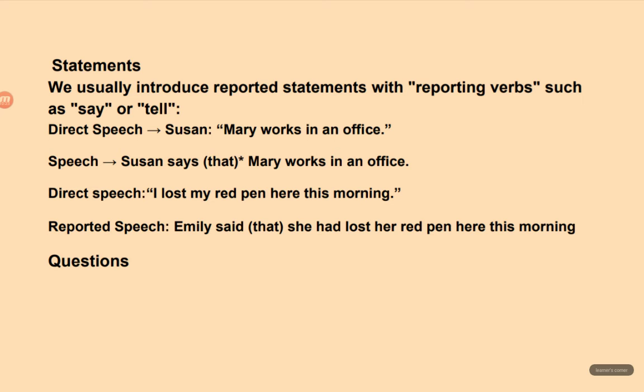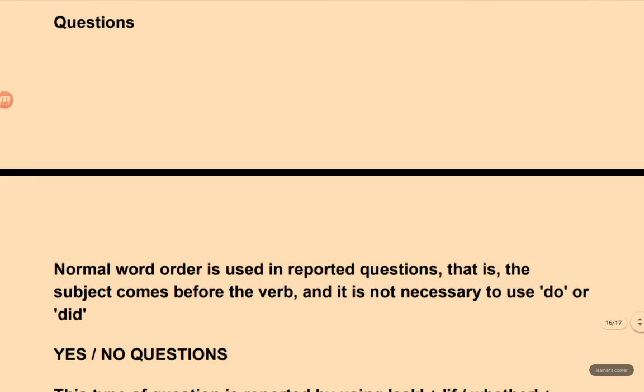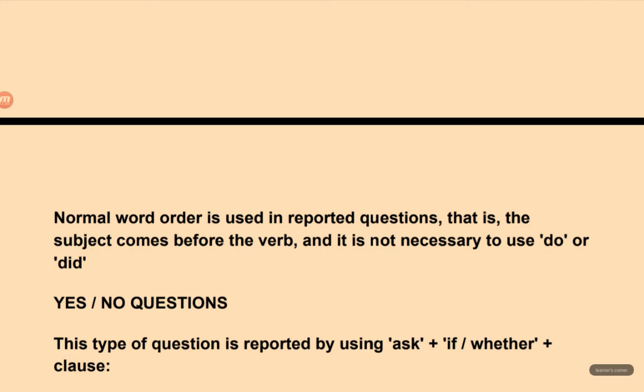Then one more example I'll give you. Direct speech: I lost my red pen here this morning. Reported speech: Emily said that she had lost her red pen here this morning. The first one is in simple past tense, and I have told you that simple past tense will change into past perfect. Look at the sentence: Emily said that she had lost her red pen here this morning. Had lost is an example of past perfect tense. That is to be considered when we are writing reported speech.